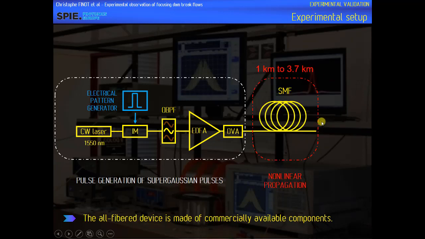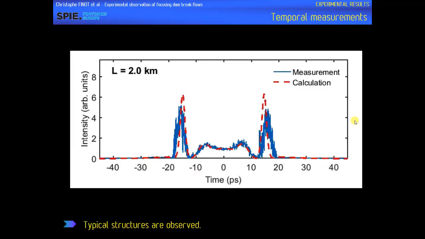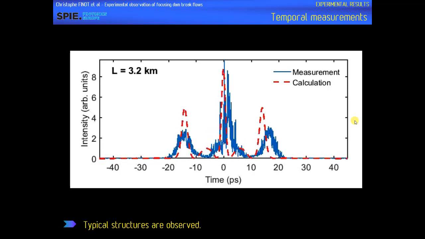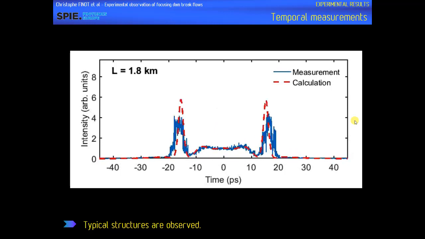And the nonlinear propagation is achieved by using different propagation lengths of single mode fiber, from 1 kilometer up to 3.7 kilometers of propagation. And at the output, we measure the spectrum, and we also measure the temporal intensity profile using an optical sampling oscilloscope that allows us to reach a temporal resolution of the order of the picosecond. And here are the typical results that we may record. We can see that the results from the experimental measurement are in clear agreement with the numerical predictions.